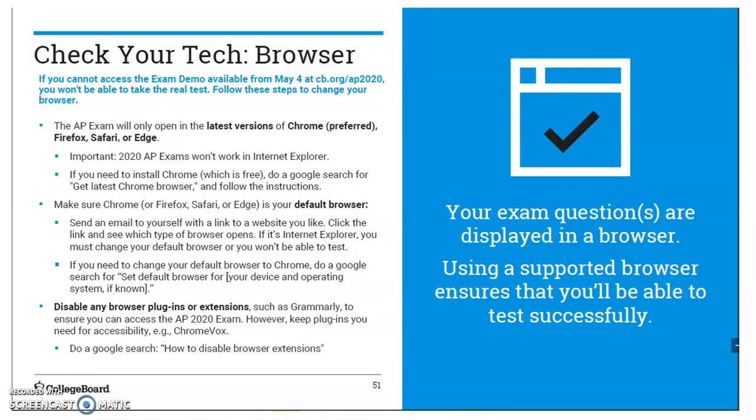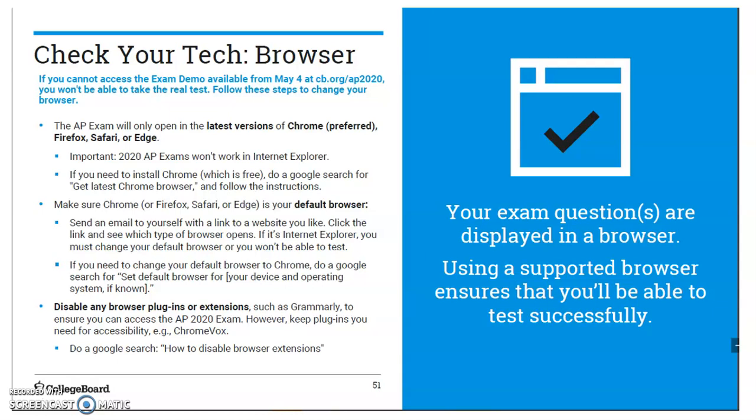Okay, the AP exam will only open in the latest versions of Chrome, which is their preferred browser, Firefox, Safari, or Edge. It is important to note that 2020 AP exams will not work with Internet Explorer. Okay, if you need to install Chrome, which is free, just do a Google search for Get Latest Chrome Browser and follow the instructions. And then make sure Chrome or Firefox or Safari or Edge, whichever one you're going to use, is your default browser.